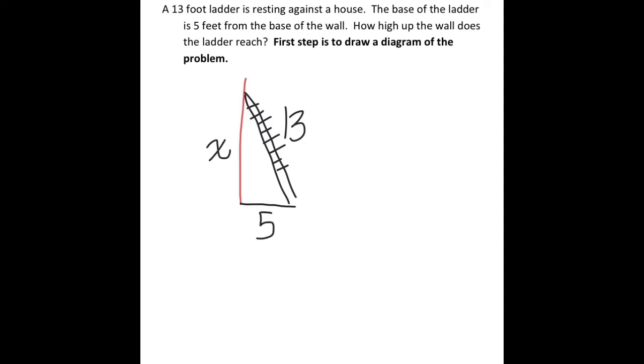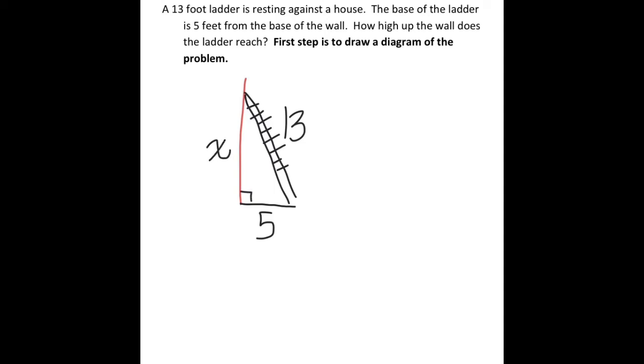All right, now let's try some real world applications. A 13-foot ladder is resting against a house. So if this is the side of the house, here's my ladder resting against the house. Just draw a little sketch there. The base of the ladder is 5 feet from the base of the wall. So this is 5, and remember my ladder is 13 feet tall. I have to figure out how high up the wall the ladder goes. So I'm trying to solve for x.